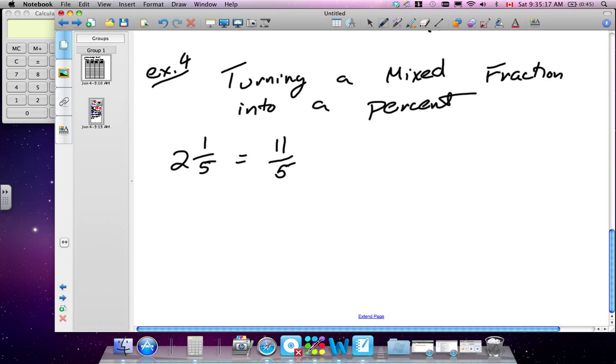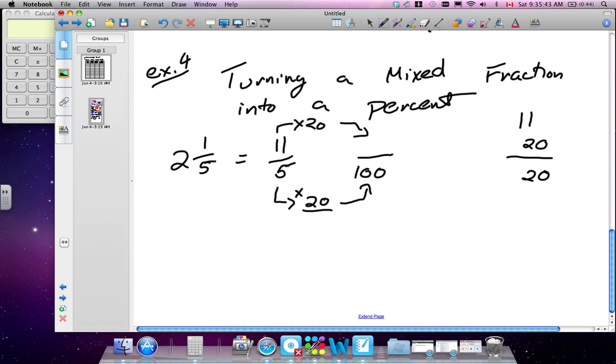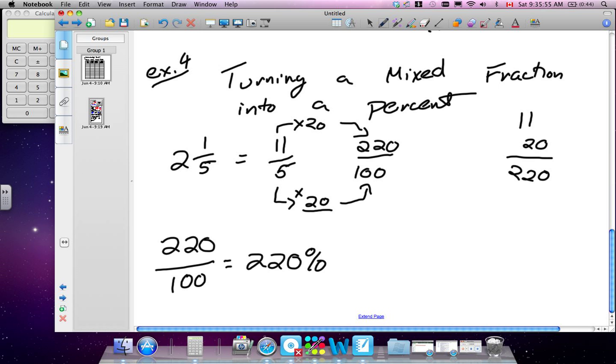Same idea. I need to make the denominator what? 100. So what am I going to multiply 5 by to get to 100? 20. That's right. I multiply by 20. So I'm going to multiply the top by that same number. 11 times 20. Do it over here. Show you a quick way. Bring the 0 down. 2 times 11. That's right. So we get 220. Now what is this fraction, 220 over 100, as a percentage? 220%. That's right. We just take the top number, 220%. Does that make sense? All right. You girls go through that.